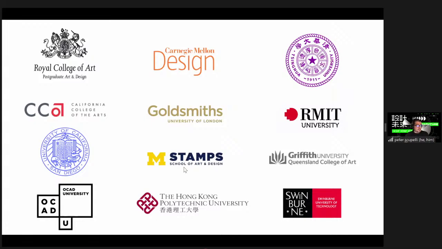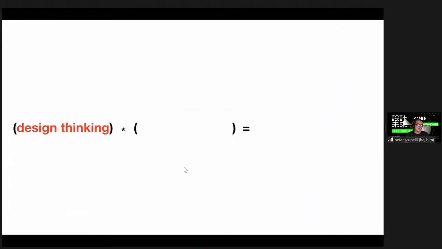I'm going to talk about the work that I've been doing at Carnegie Mellon, which is design with an X. I'll explain the X in design. And so the proposition is if you take design thinking and you combine it with futures thinking, you get a new kind of design, which we're calling design futures.